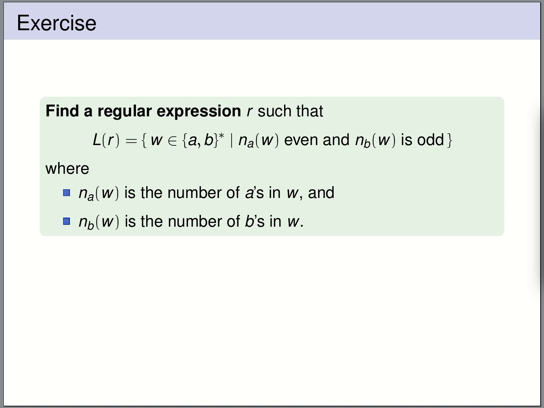So let's do some exercise. Let's try to find a regular expression that describes the following language: all the words over AB that contain an even number of A's and an odd number of B's. First, we are going to design a non-deterministic automaton that accepts this language. And then we are going to transform this non-deterministic automaton using the construction that we have just seen into a regular expression.